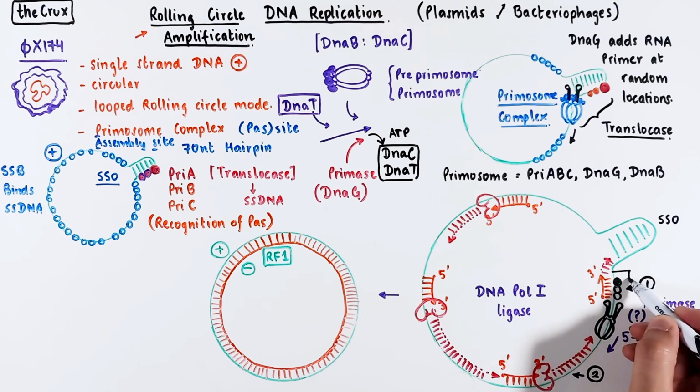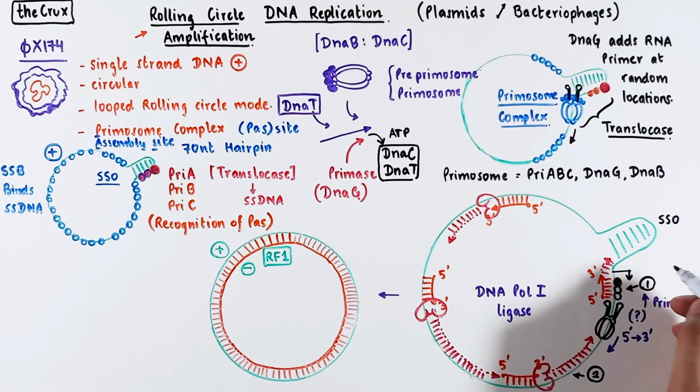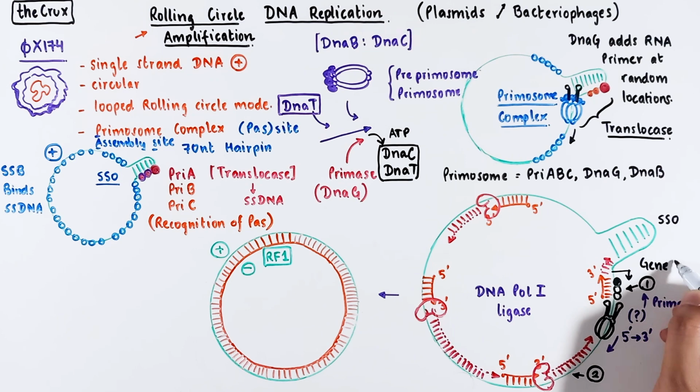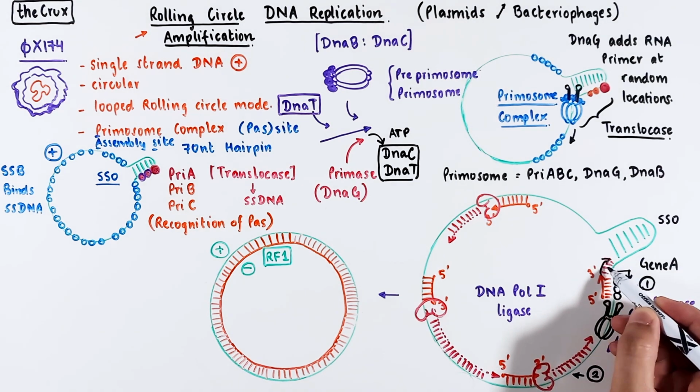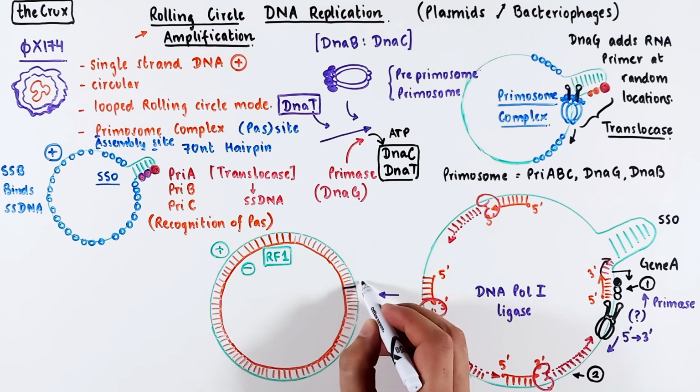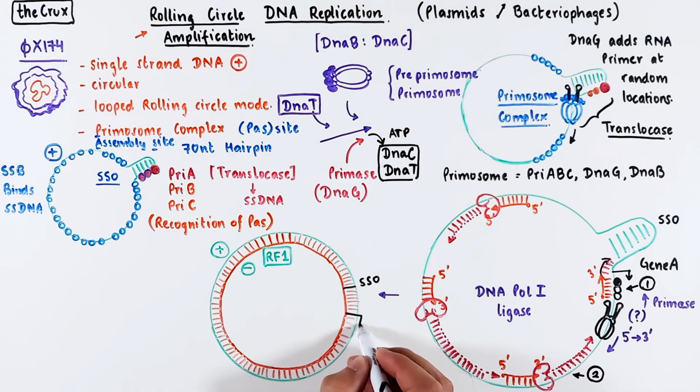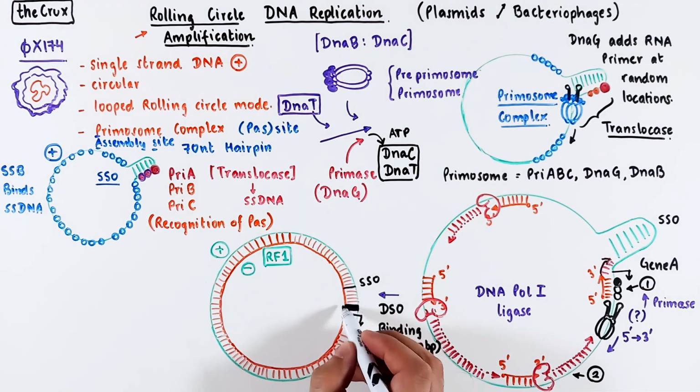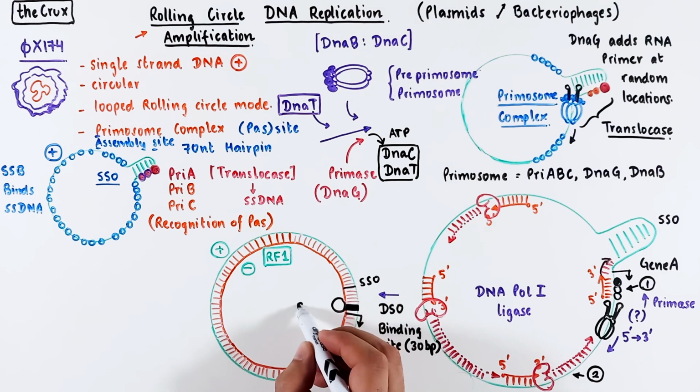This is important because next to SSO, where the first primer is laid down, the first gene is present. Gene A is the first to be converted into a double-stranded DNA. And close to the promoter of the gene A is the double-strand origin. All this means is that when gene A is in a double-stranded form, it can be transcribed immediately and eventually form a protein. This gene A protein binds to the DSO, which contains its recognition sequence.